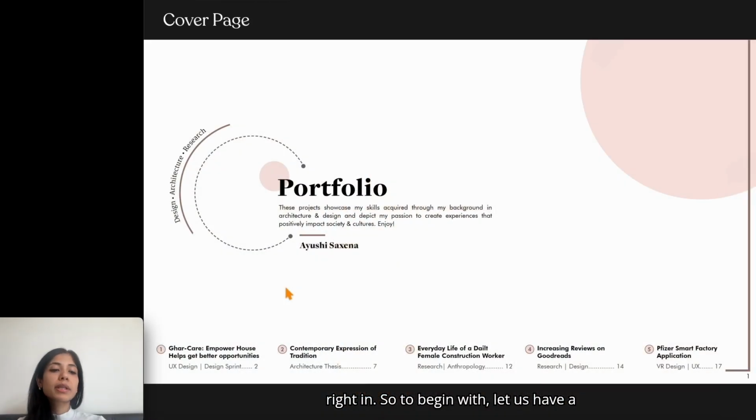So to begin with, let us have a look at the cover page of the portfolio. Here I had clearly mentioned all the different projects that I have included within the portfolio and also the categories that they belong to. So here, by looking just at the cover, they get an idea of the different range of projects that they are going to view ahead.